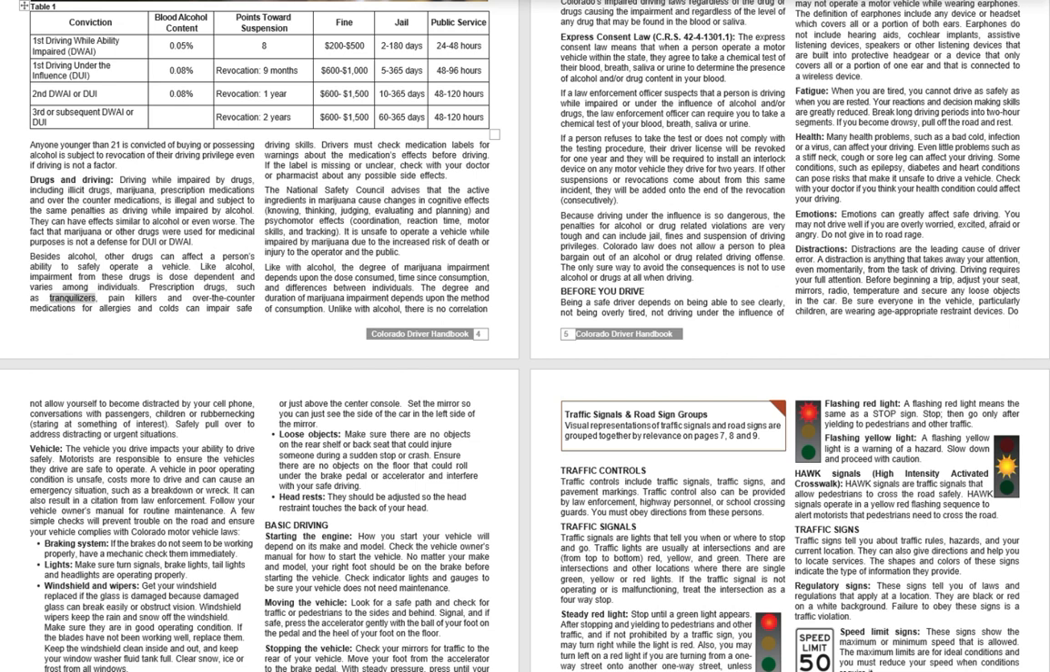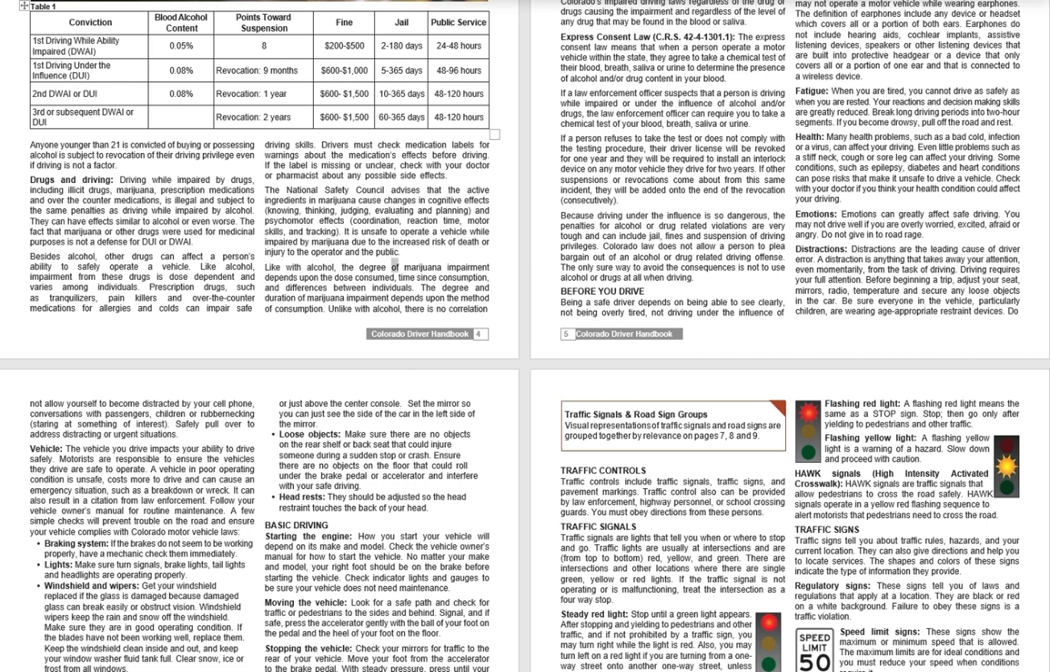Prescription drugs, such as tranquilizers, painkillers, and over-the-counter medications for allergies and colds, can impair safe driving skills. Drivers must check medication labels for warnings about the medication's effects before driving. If the label is missing or unclear, check with your doctor or pharmacist about any possible side effects. The National Safety Council advises that the active ingredients in marijuana cause changes in cognitive effects (knowing, thinking, judging, evaluating, and planning) and psychomotor effects (coordination, reaction time, motor skills, and tracking). It is unsafe to operate a vehicle while impaired by marijuana due to the increased risk of death or injury to the operator and the public.